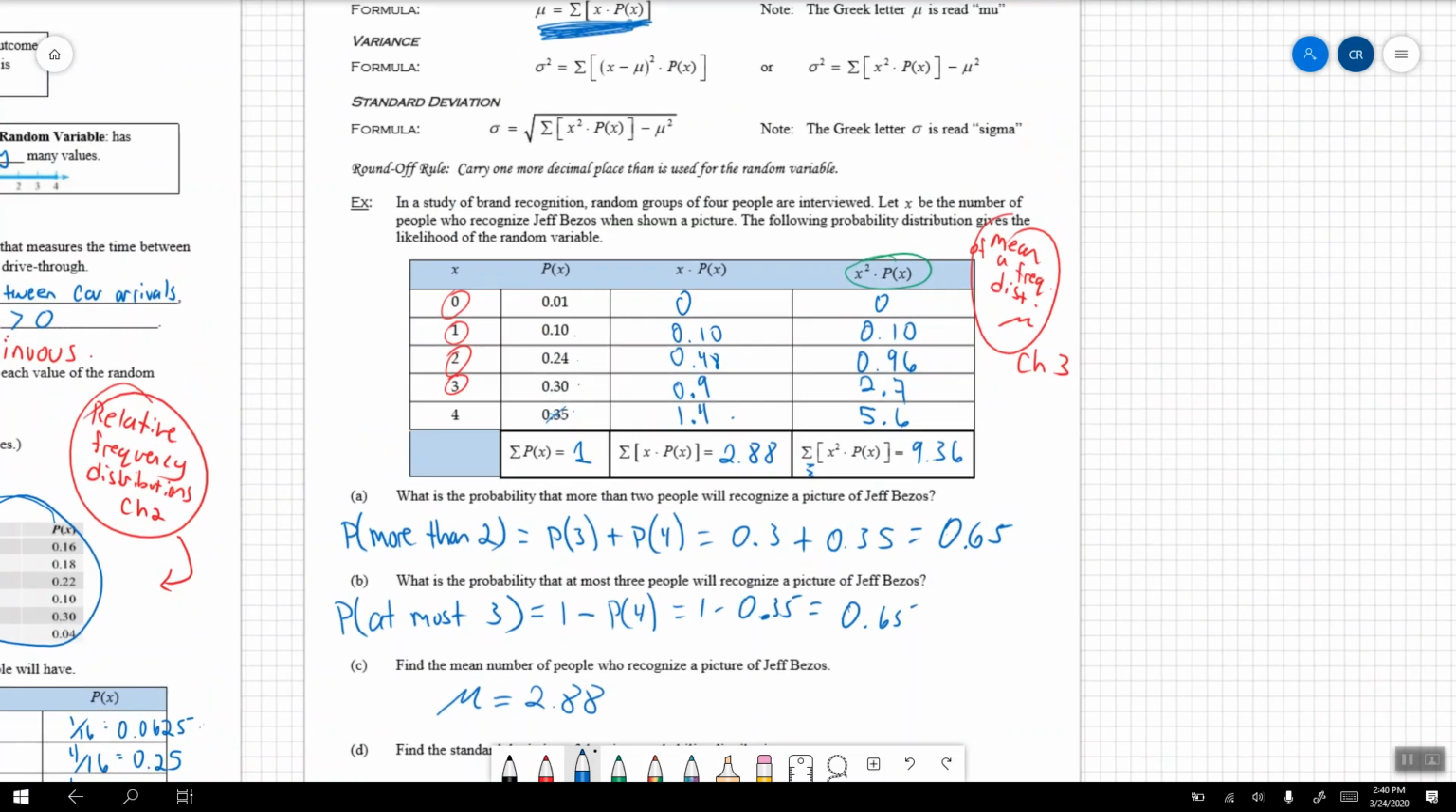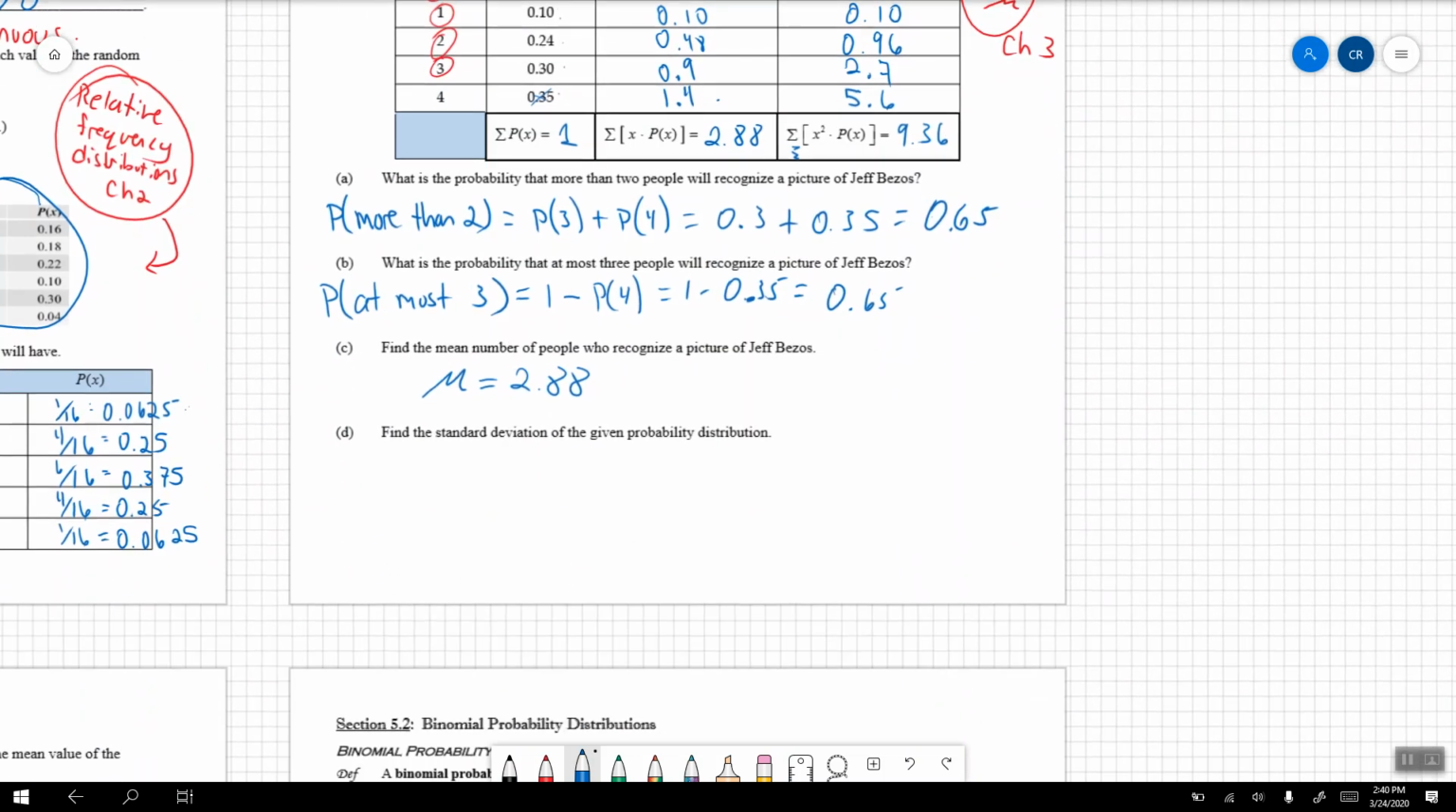Nice. What about standard deviation? Look at the formula here for standard deviation. We're going to calculate that standard deviation, and we're going to take the square root. Now we need the summation of all the x squareds multiplied by the corresponding probabilities. That's the sum of the last column. That's 9.36. And we're going to subtract out the mean squared.